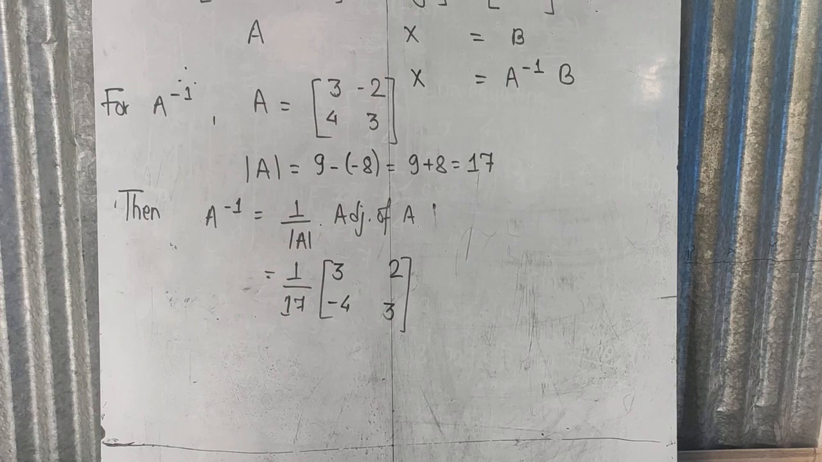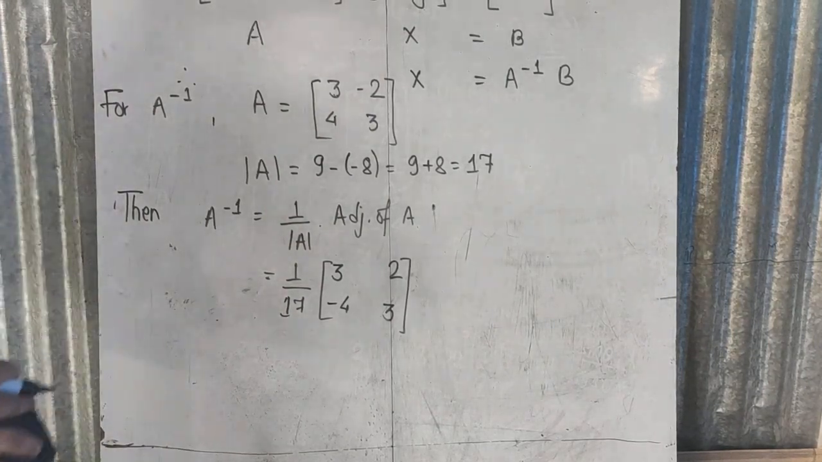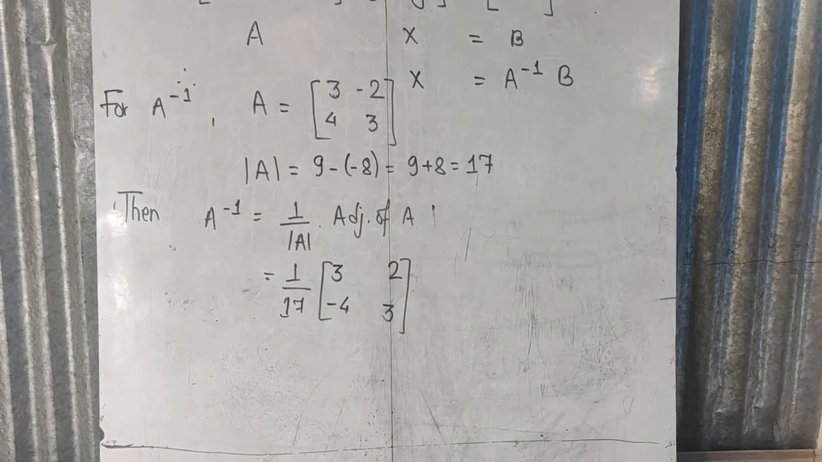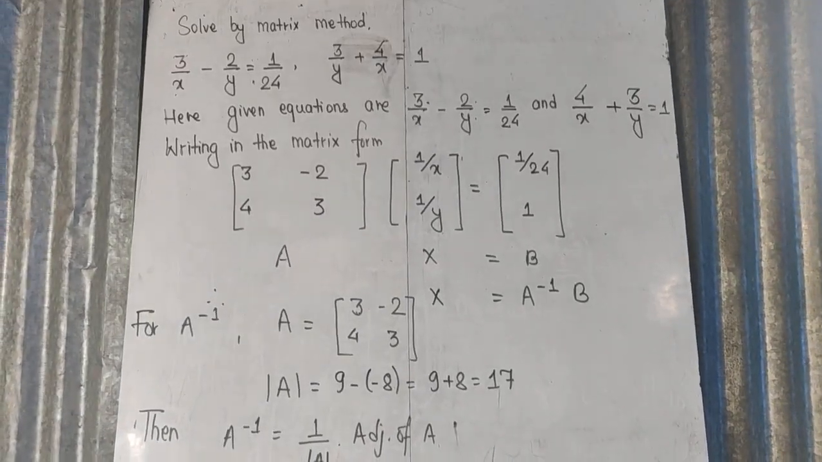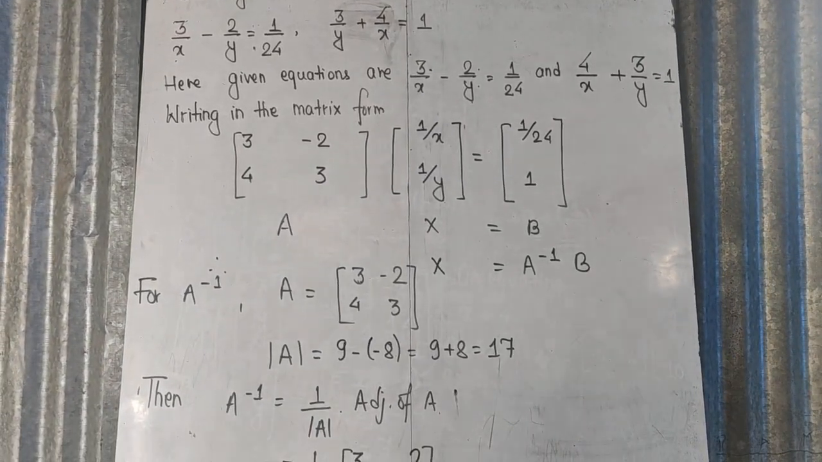Now we have already obtained that X equals A inverse B. So now since we have that X equals A inverse B, we will start with the same portion from the top.